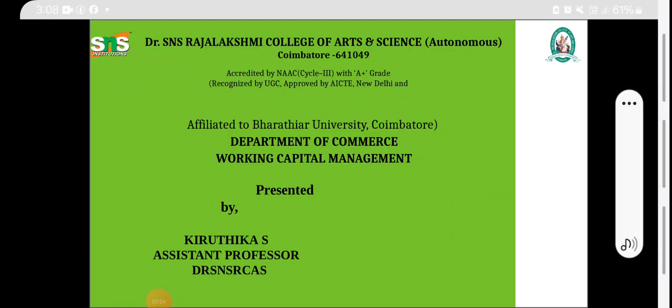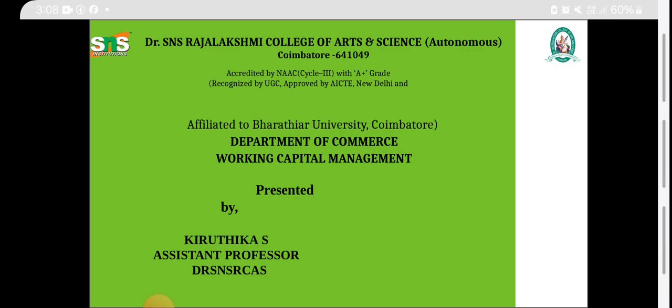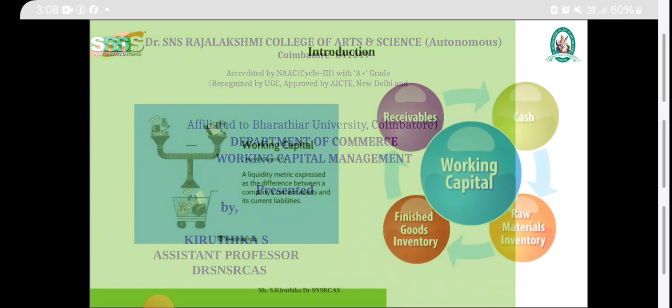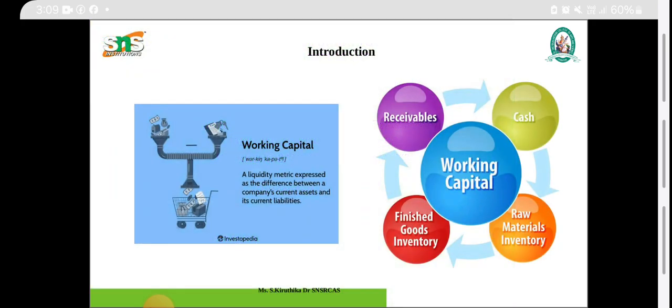Today we are going to see the topic, working capital management. In that subject we will see the introduction and objectives. Working capital management aims at more effective use of a company's resources by monitoring and optimizing the use of current assets and liabilities. The goal is to maintain satisfactory cash flow to meet short-term operating costs and short-term debt obligations, and to maximize profit.